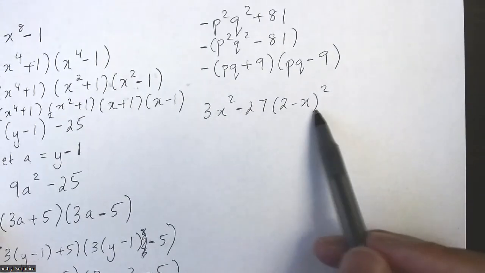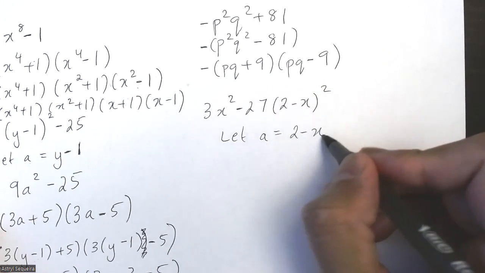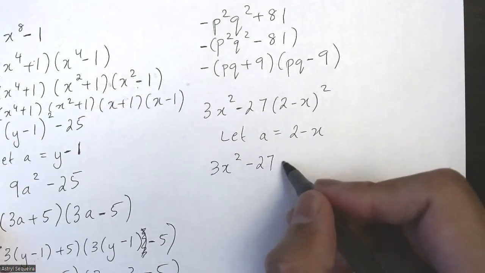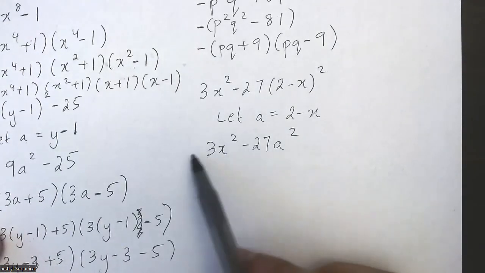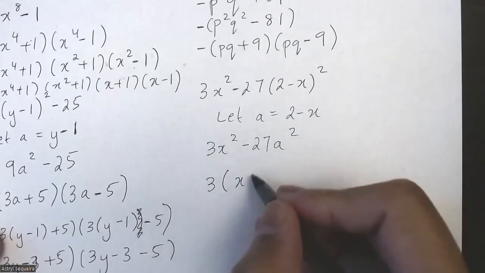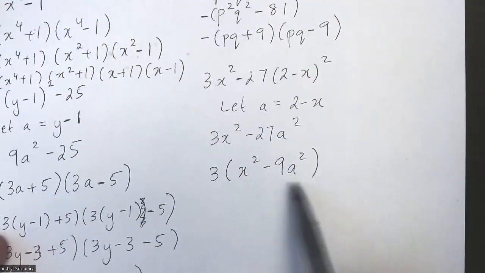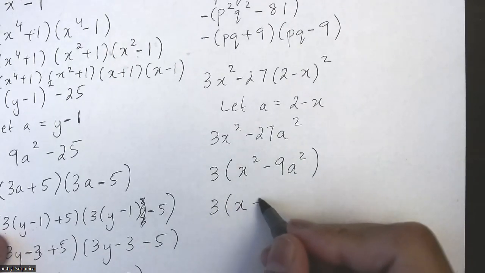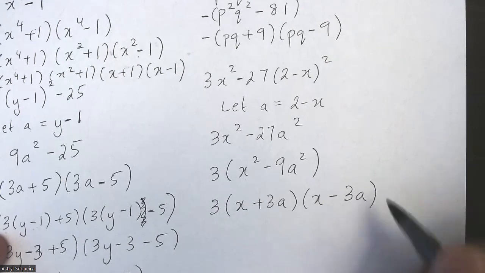Last question, same idea. I have a bracket over here, so I'm going to start with substitution. Let a equal to 2 minus x, and I'll rewrite my equation as 3x squared minus 27a squared. Now, what you notice here is 3 and 27 cannot be square rooted, but it can be common factored out. So I can common factor out a 3, and I'm left with x squared minus 9a squared. And now I can factor this with difference of squares. So I have x plus 3a and x minus 3a.